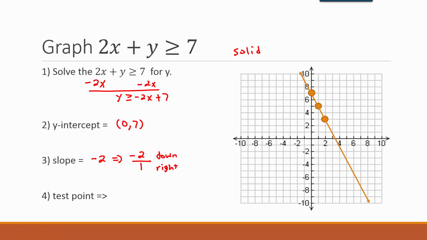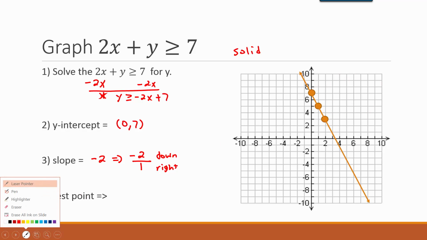Now, determining where to shade from, I look at the inequality where I have y by itself, and it says y is greater than or equal to. So if I go greater than, or if I go up above my y-intercept point, I would end up on the right side of the line again. So again, everything over here should be shaded.